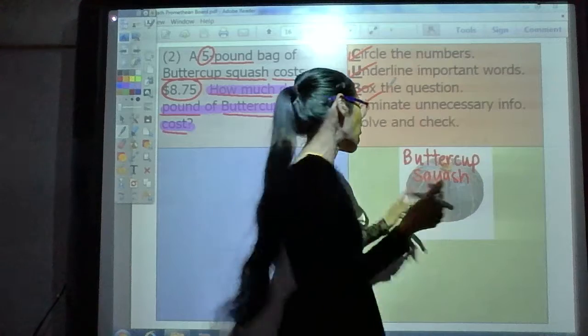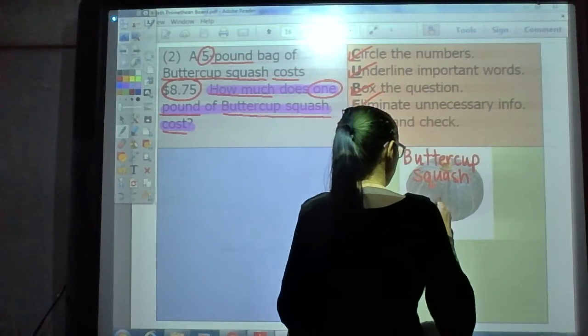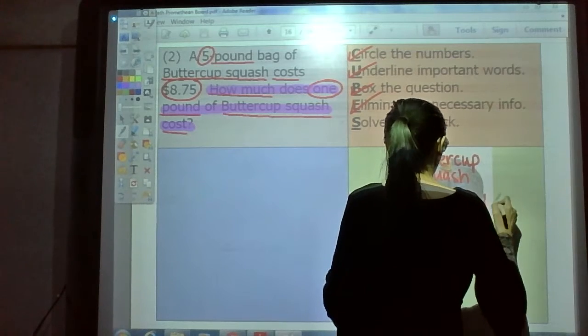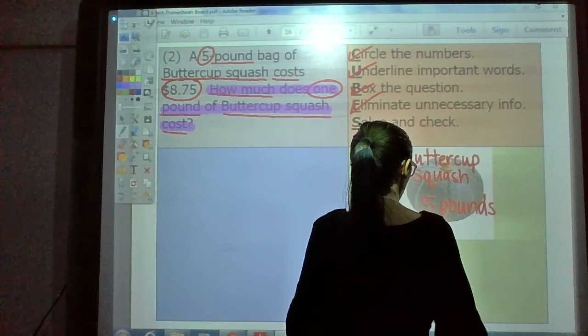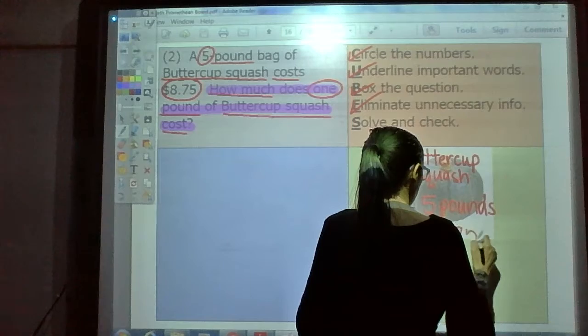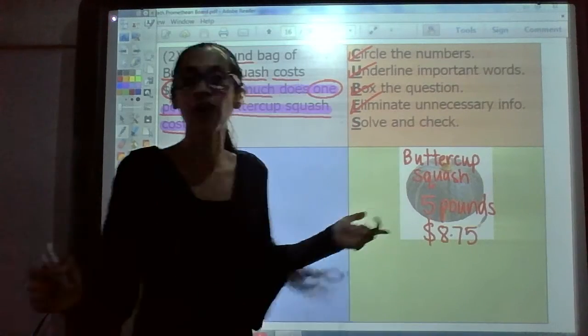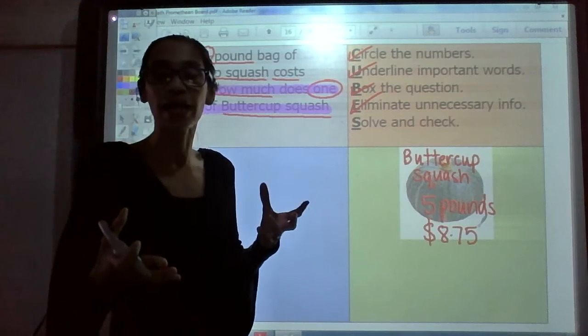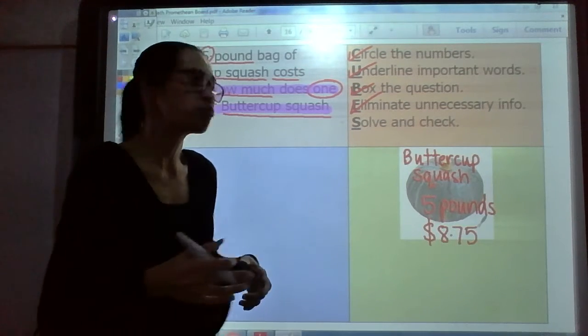Let's write that down. Right here. Imagine this is a bag, and it's 5 pounds. How much does it say it is? It's $8.75. Now, that does not mean there's 5 buttercup squash in there, because they weigh different amounts, and so they put enough in there to weigh 5 pounds.